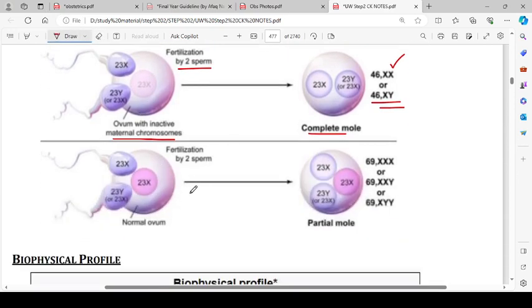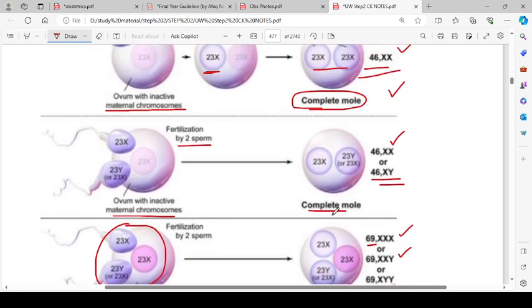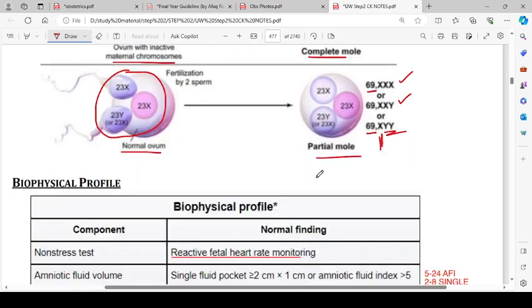Then there is a third situation in which the ovum is normal, but two sperms fertilize it. Now it has a total of 69 chromosomes. It can either be 69 XXX, 69 XXY, or 69 XYY. As you can see, even in this situation, we need at least one X chromosome for the cell to divide. Right? This is a partial mole. None of the three pregnancies is a viable pregnancy. They are just molar structures which multiply in the uterus.